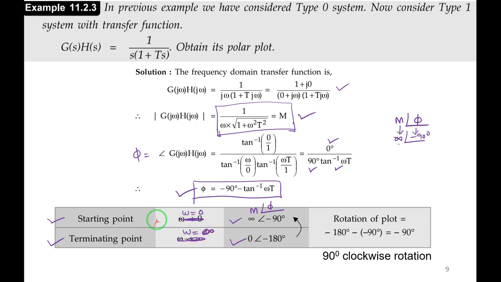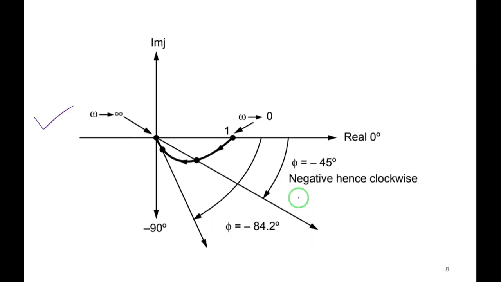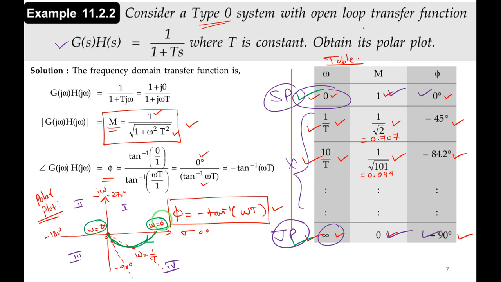We have taken only the starting frequency and ending frequency. We call it a starting point and terminating point. Once we have the starting point and terminating point, you can observe in the previous problem, this is the starting point omega equal to 0 and terminating point is omega equal to infinity. The plot has rotated in the clockwise direction by 90 degree. So we have to find out the rotation of plot.